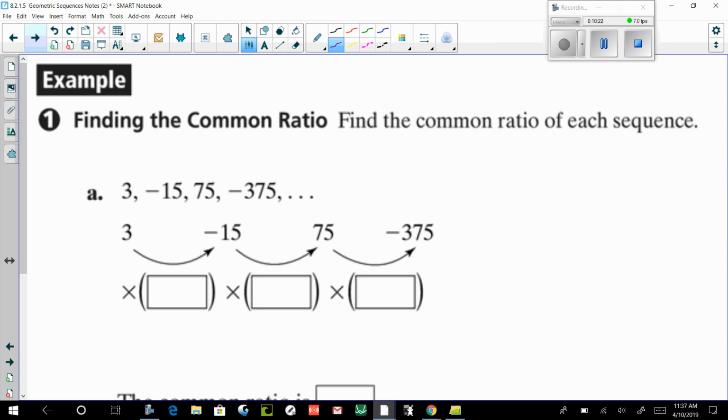Finding a common ratio. You'll notice that in this particular sequence, the signs are changing from positive to negative to positive to negative. That is a hint that your sequence is going to be multiplied by a negative value. So because the signs switch back and forth, we're multiplying by a negative value here. 3 times negative 5 is negative 15, times negative 5 is 75, times negative 5, etc. So it asks for the common ratio. The common ratio of this sequence is going to be negative 5.